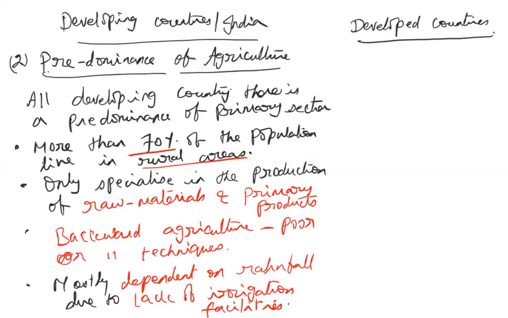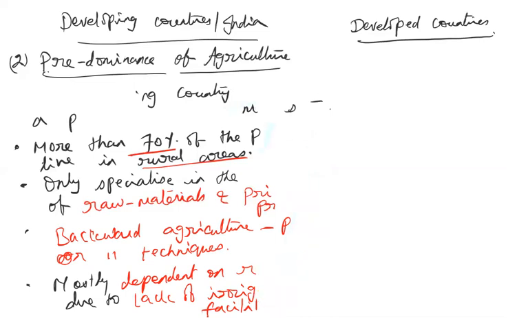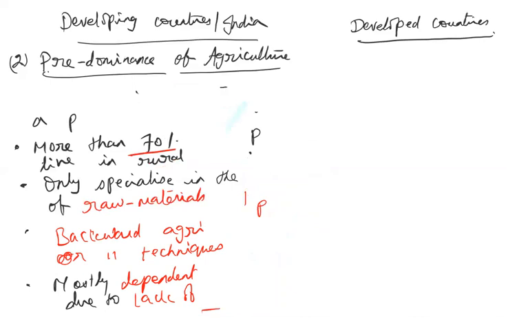Now, when you come to the data, how much percentage of the population depends on agriculture and what is the contribution to GDP? Let us check. So these are all the features of the underdeveloped countries that depend on the agricultural sector for their development.